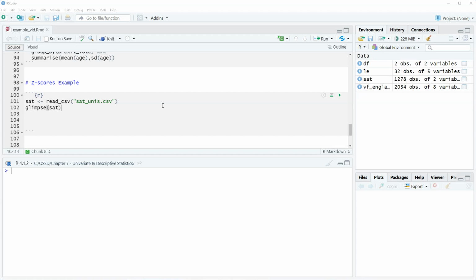with R, second edition. So in this video, which is the last of Chapter 7, we are going to take a quick look and discuss a little bit about z-scores or z-scores, depending on where you are located. And what we're going to do, we're just going to look at these in R.